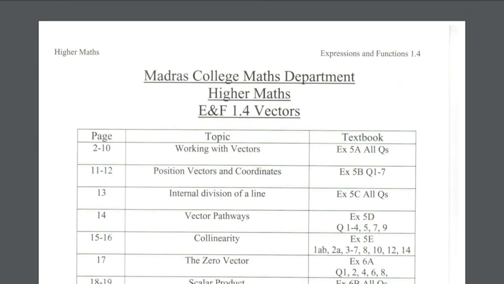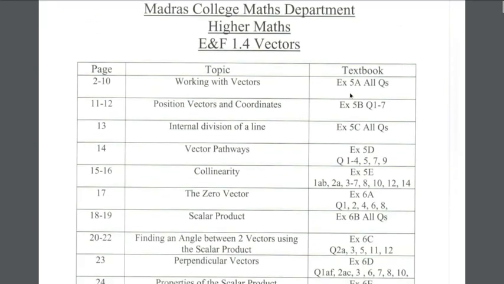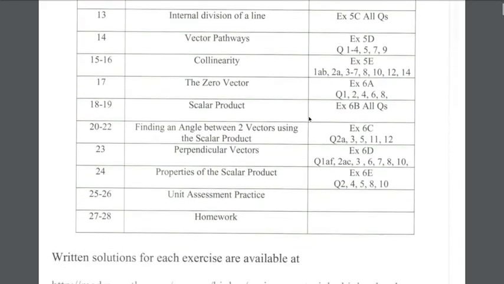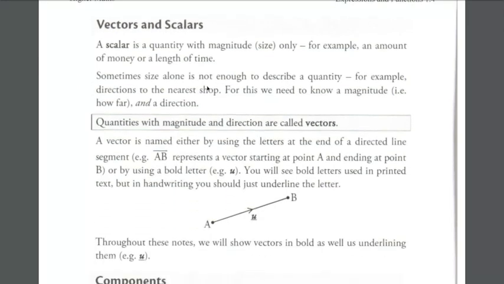So this is just a continuation from your National 5 vector work. Exercise 5A basically recaps the National 5 vector work along with one other new thing called the unit vector. So let's have a look at what there is to look at. A lot of these notes you can read on your own.